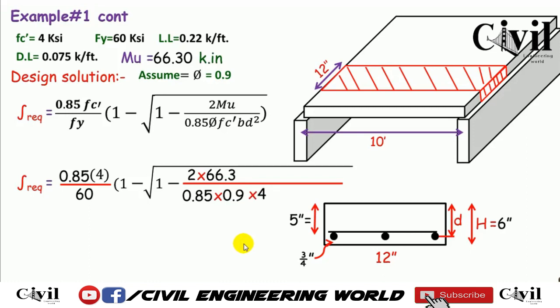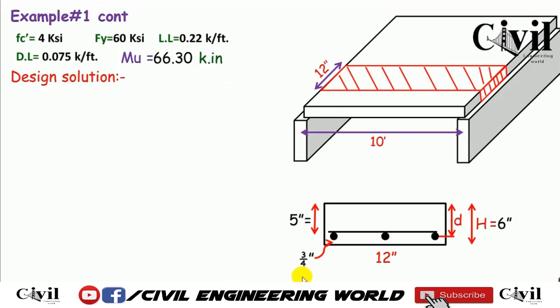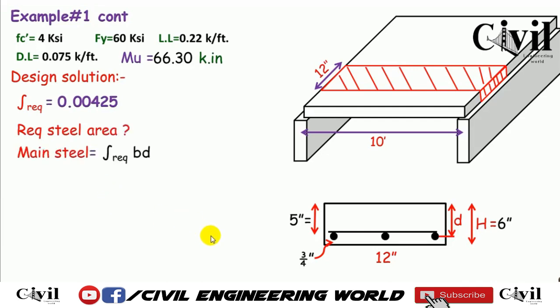So 12 is actually the unit width of the strip, which is to be considered for designing this slab. This is similar to the design of a one-way slab or beam. So rho has been calculated here, which is 0.00425, and it is to be used to calculate the area of steel. The required area of steel can be calculated by using this formula, rho required b d.